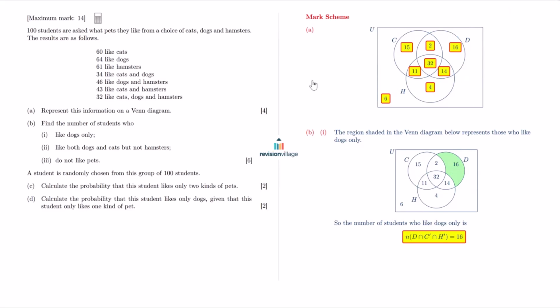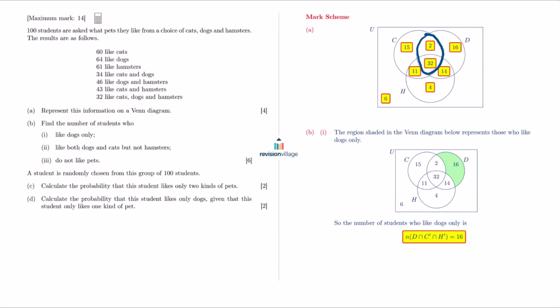Okay, let's now talk about the second part of B. Find the number of students who like both dogs and cats, but not hamsters. Okay, let's circle the dogs and cats region. The dogs and cats. So this is the whole dog set. This is the whole cat set. So dogs and cats will be this part here. But we don't want to include the students who like hamsters.